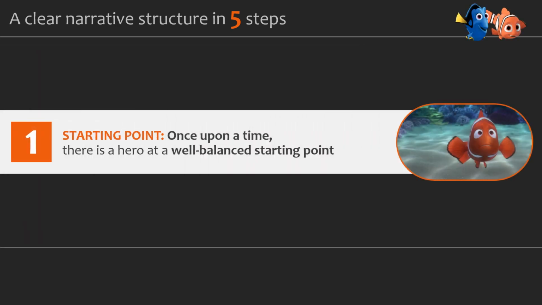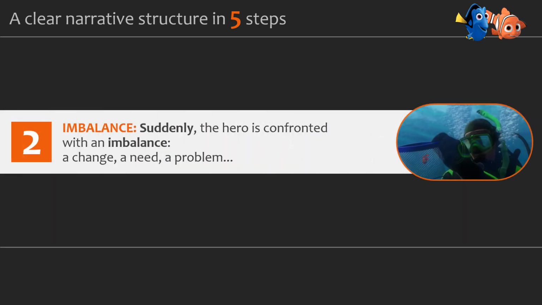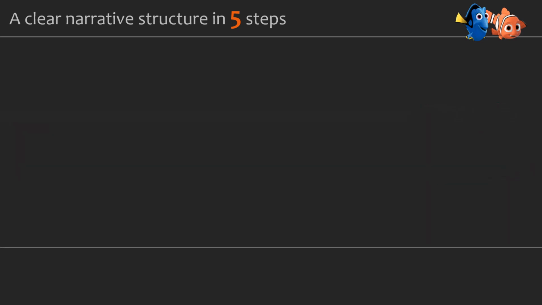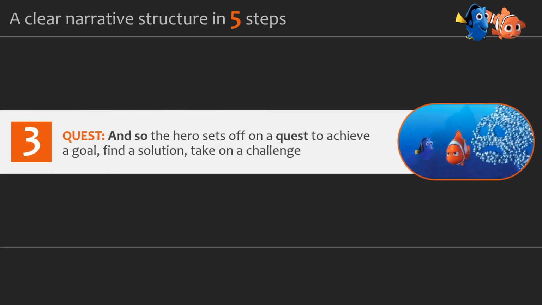Once upon a time, there was a hero at a well-balanced starting point. Marlin, a stressed-out father, is raising his son Nemo alone. Suddenly, the hero is confronted with an imbalance. Nemo is captured by scuba divers. And so the hero sets off on a quest. Marlin must find his son Nemo.